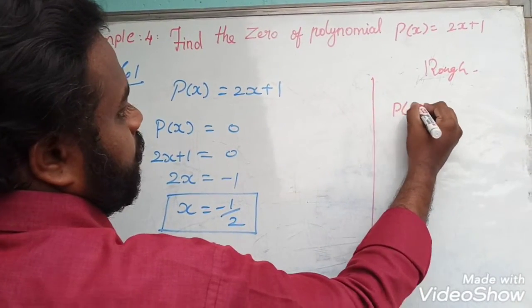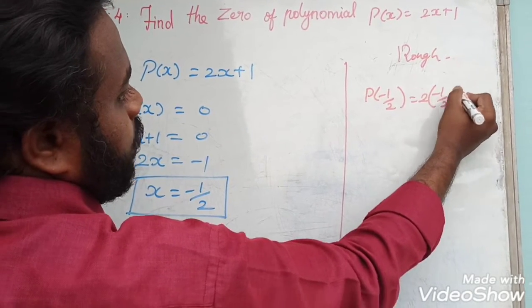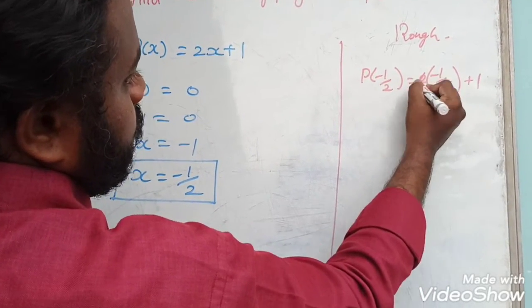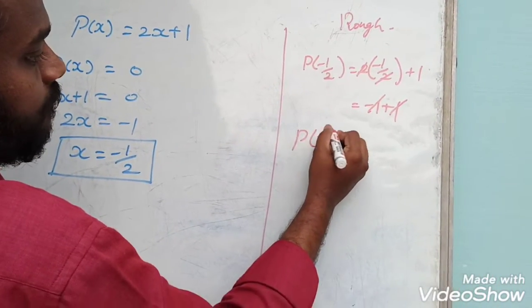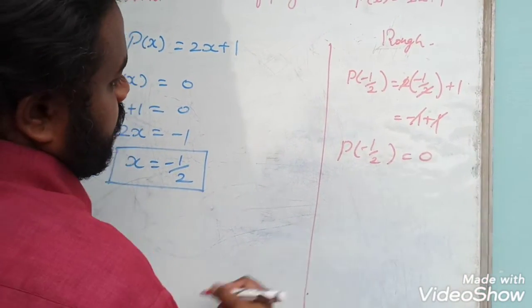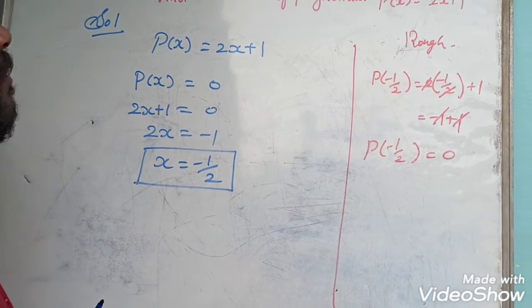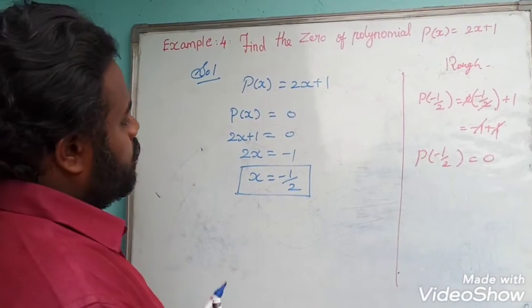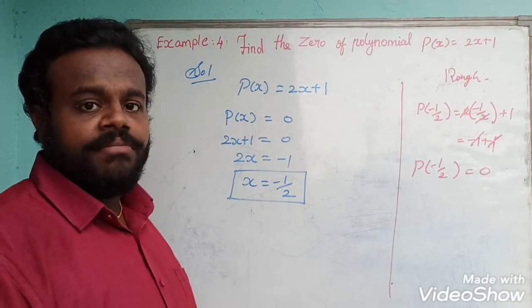So p of minus 1 by 2, I take. So 2 into minus 1 by 2 plus 1. The 2 will be cancelled. Minus 1 plus 1. So p of minus 1 by 2 becomes 0. So x equal to minus 1 by 2 is the zero of the polynomial p of x equal to 2x plus 1. So we find it's correct. Next we move on to example number 5.